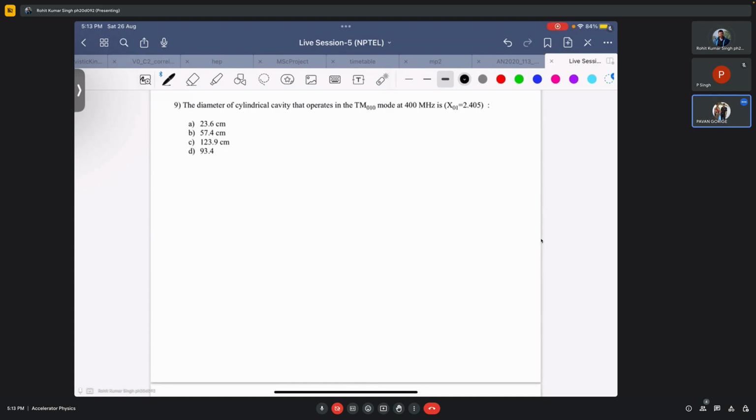Okay, then we have a simple numerical problem. We have the TM010 mode, and the frequency it is operating at is given, suppose 4400 megahertz, and this factor x01 is 2.405. It is also given. You need to calculate the diameter of the cavity. So how can we do that?